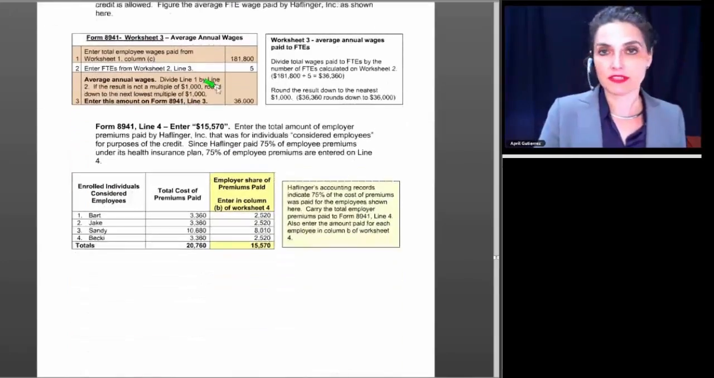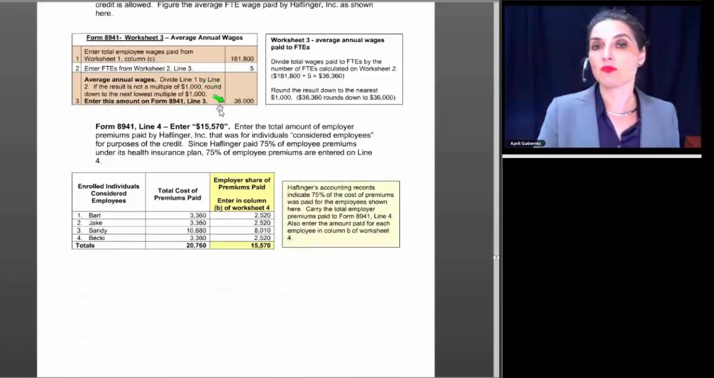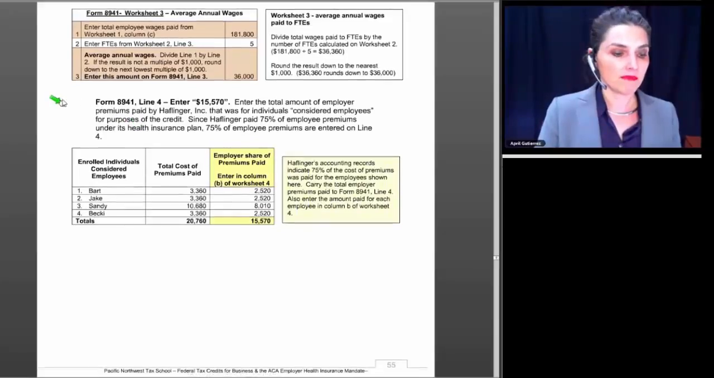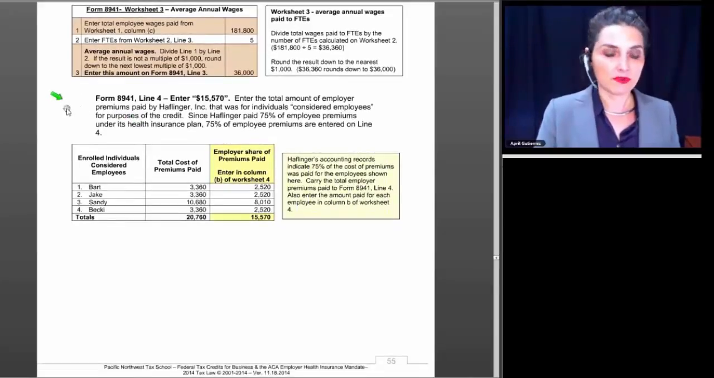But we are going to be subjecting Haflinger to a phase out because the average wage paid to those workers is over $25,000. So the next phase is, of course, to figure out what amount we're actually going to get to claim for the credit.